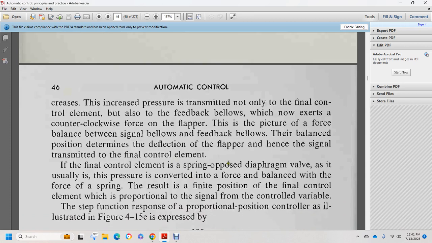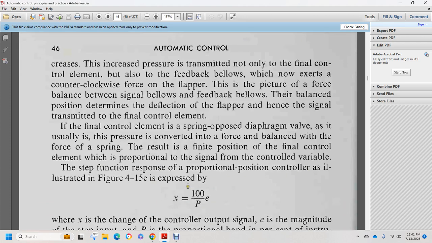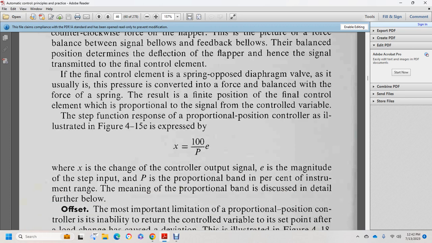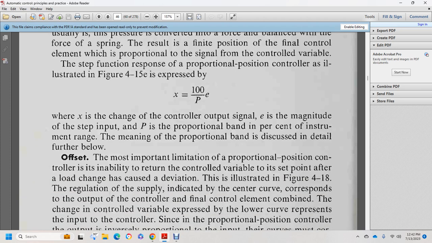If the final control element is a spring-loaded diaphragm valve, the pressure is converted by the force balance with the force of the spring, giving the final control element a finite position proportional to the control variable. The step function response of the proportional position controller, illustrated in figure 4-15, is expressed by x. The change of the controller output is equal to 100 divided by P, the proportional band in percent, times E, the magnitude of the step input. The meaning of the proportional band is discussed in detail further below.